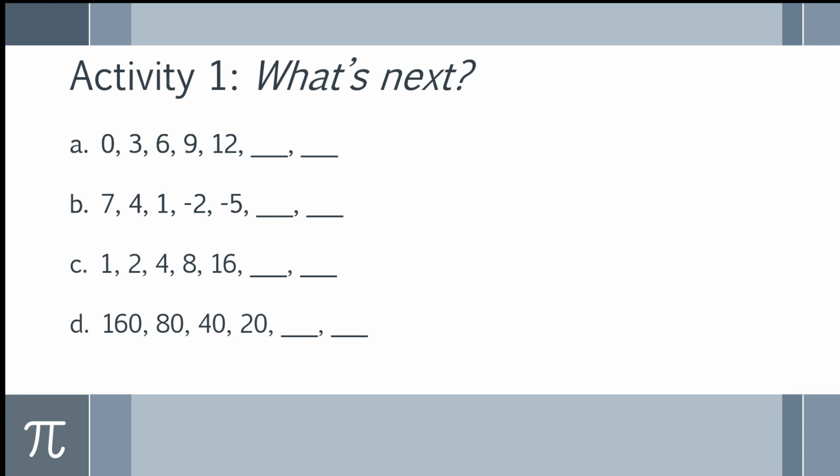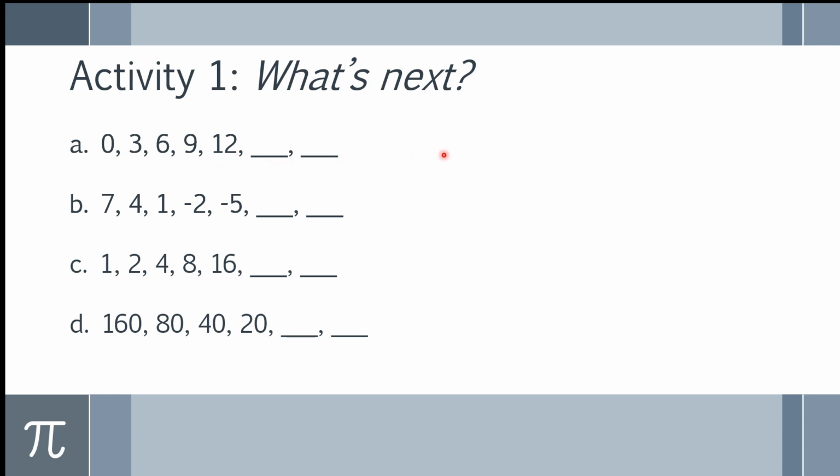Now let's try activity 1, what's next? So given the list of numbers, we will be identifying the next few terms of the given sequence. So to do that, we need first to find out what is the given pattern in each sequence. Now let's try letter A: 0, 3, 6, 9, 12. What will be the next 2 terms?